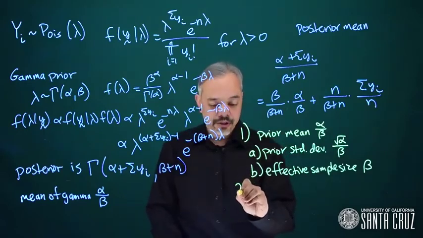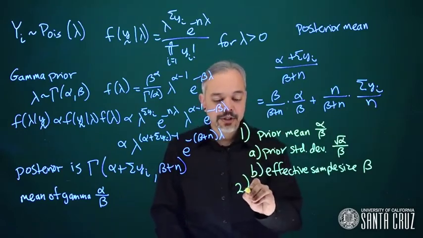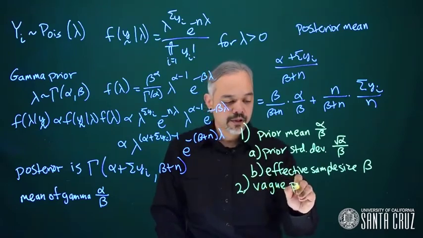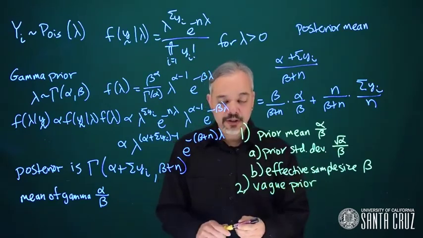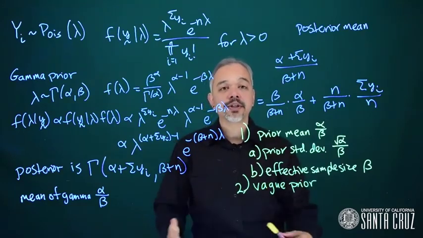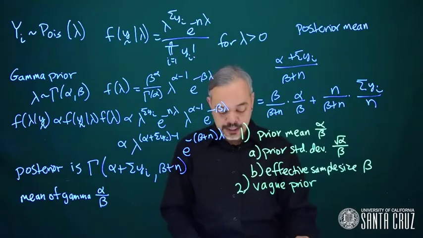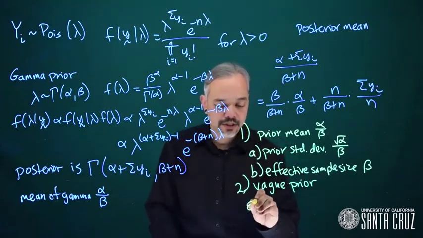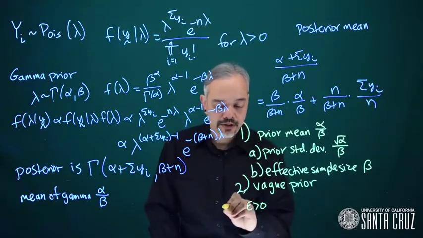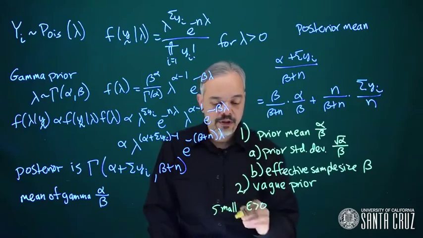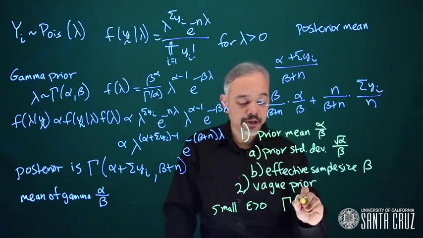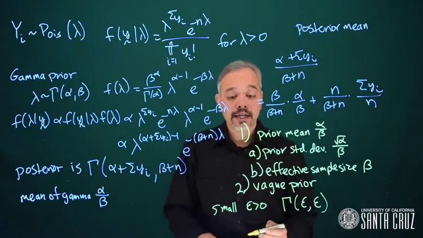Another approach is that we can represent ignorance with a vague prior. In Bayesian statistics, a vague prior refers to one that's relatively flat across much of the space. In this case, we can think about some small epsilon. So epsilon is some small number that is strictly positive, and then we can have a gamma prior with parameters epsilon and epsilon.